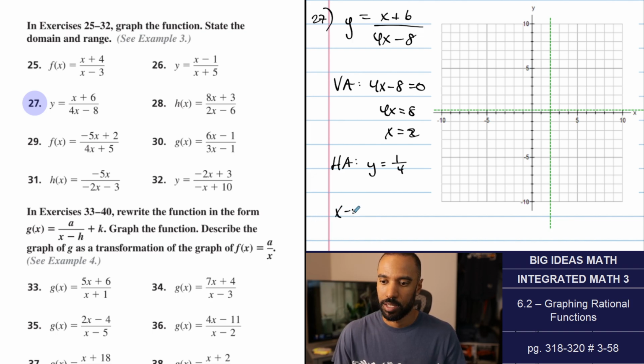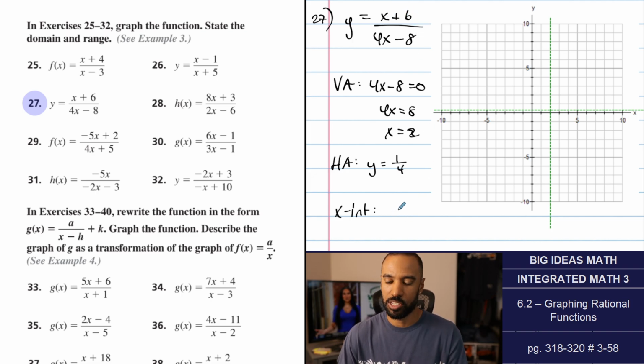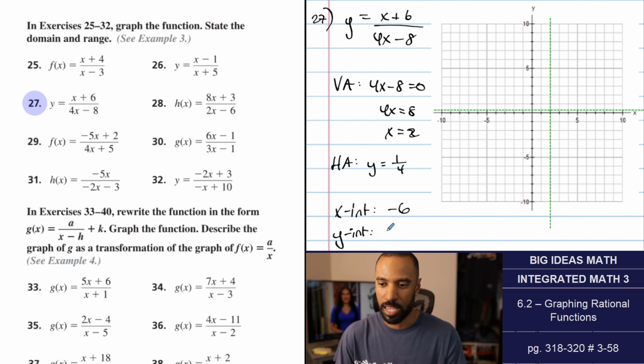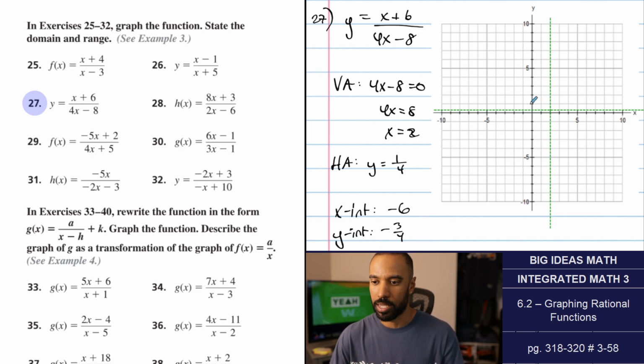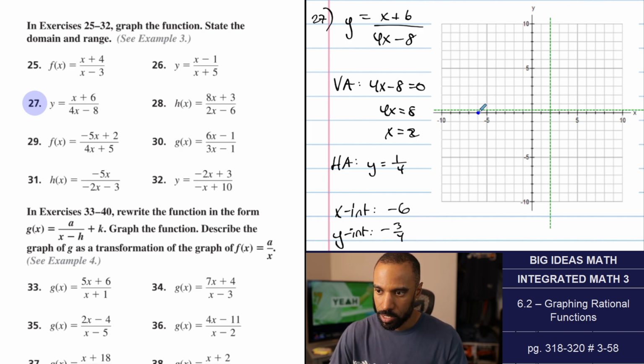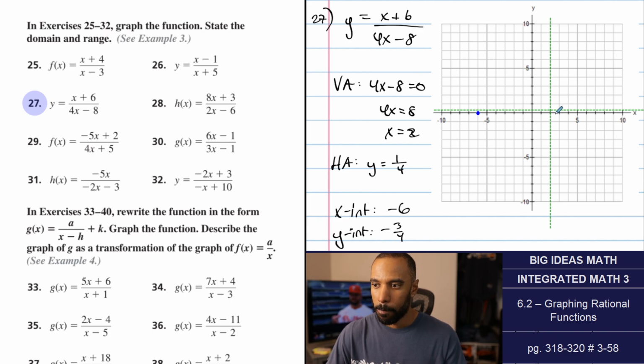X-intercept, you set the top equal to 0. If x plus 6 equals 0, then you get x is negative 6. Y-intercept, you set x equal to 0, and you get 6 over negative 8, which is negative 3/4. So those are 2 additional points I can get. Negative 6, 0, and 0, negative 3/4.